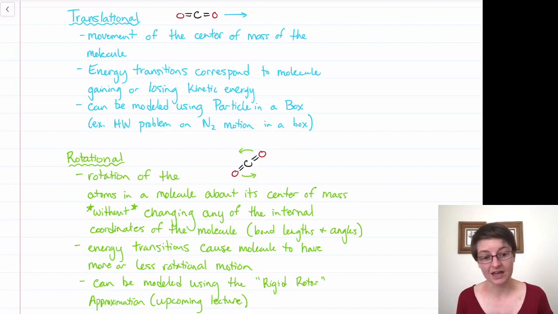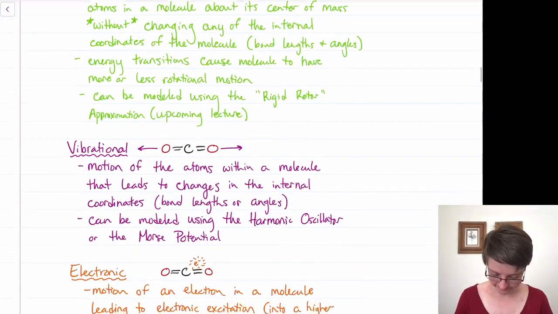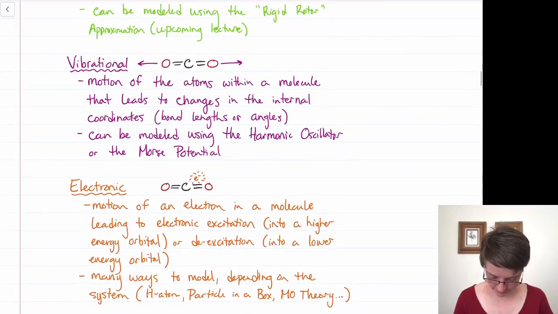Energy transitions, again, for a rotational motion, cause the molecule to be able to spin faster or slower. And you're going to see in an upcoming lecture that the model we'll use to understand the quantum mechanical nature of this motion is called the rigid rotor approximation. Vibrational motion and electronic motion are 2 types of motion that we have seen a little bit more in class.